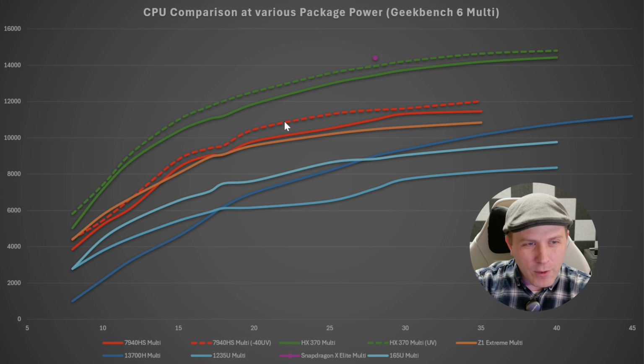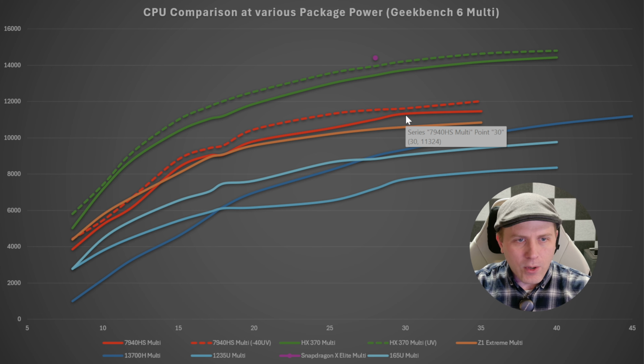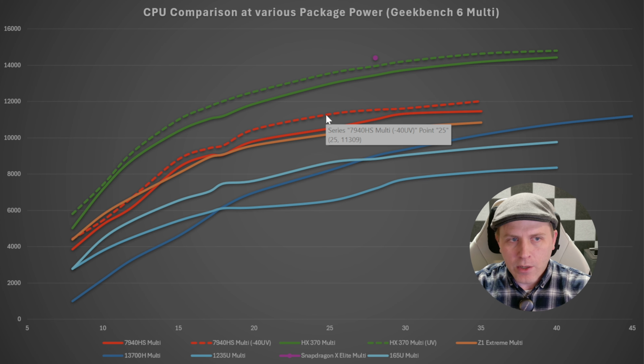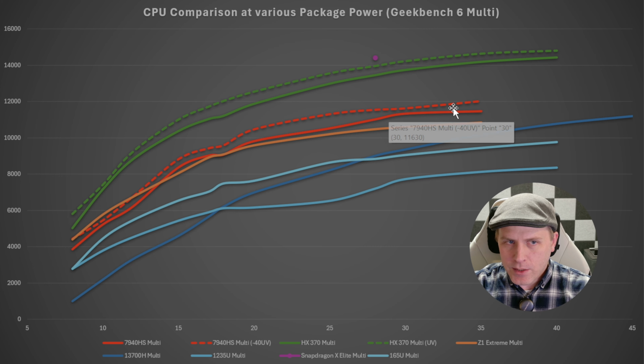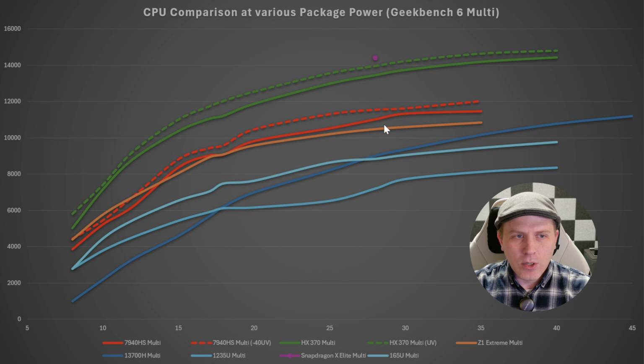I mean, not a ton more efficient, but noticeable. So for example, what does this actually mean? Well, if you have something like the 7940HS, you can see that at stock, if you're using 30 watts and you take this line, you were getting 11,324. You would only have to give it basically 25 watts if it was undervolted to get the same performance. And overall, at the very end of things, you could get more performance with that undervolted curve here.